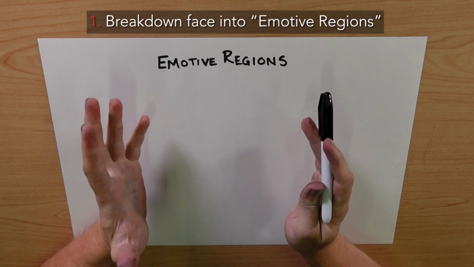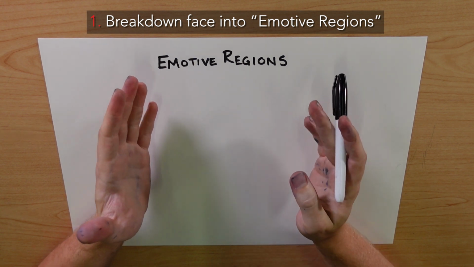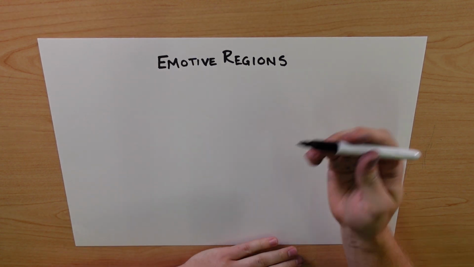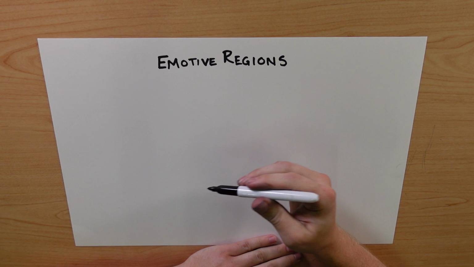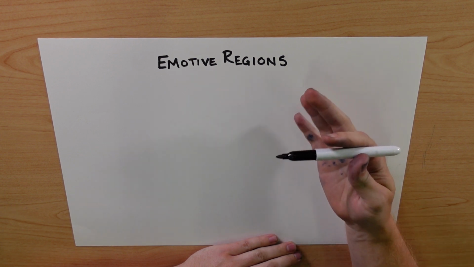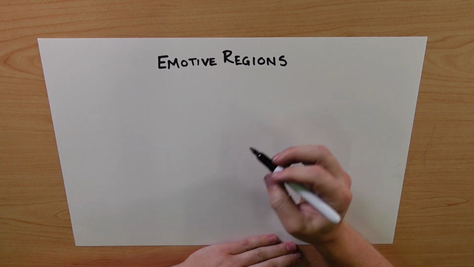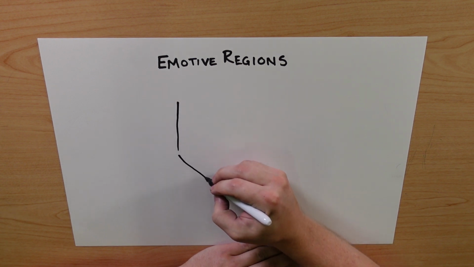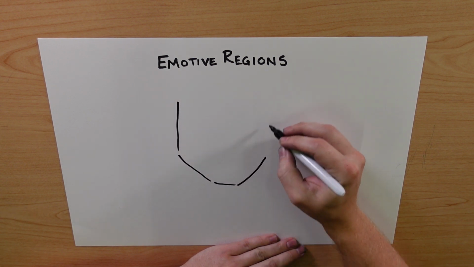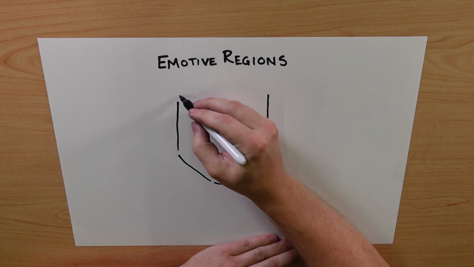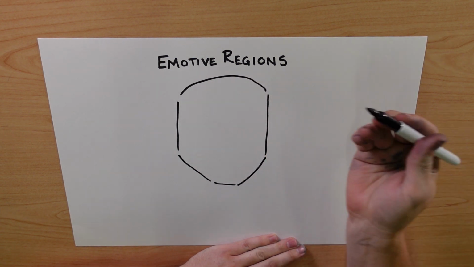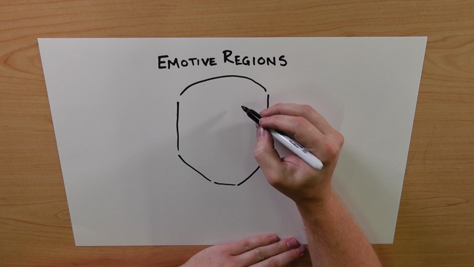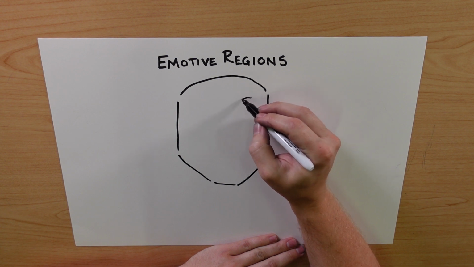All right, so first we're gonna break down the face into emotive regions. And really that's just identifying different areas of the face that are gonna contribute to the overall expression of our character. So we'll just draw out a basic head shape here, got the jawline, sides of the face. So first you might think of the eyebrows as being very expressive. So we'll put in the eyebrows here.